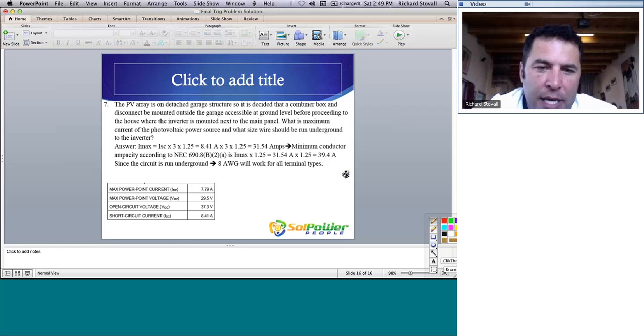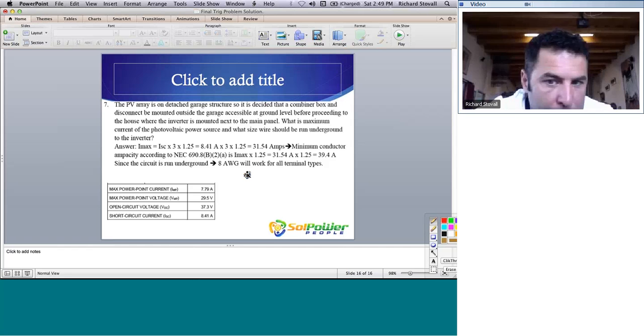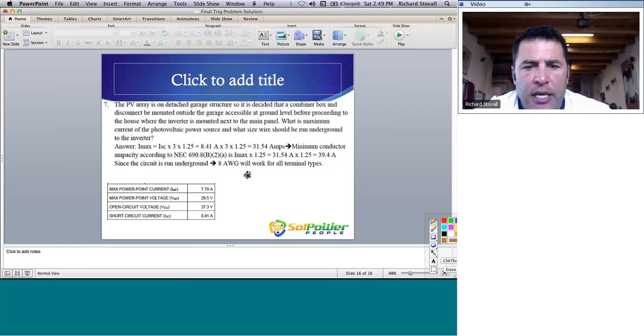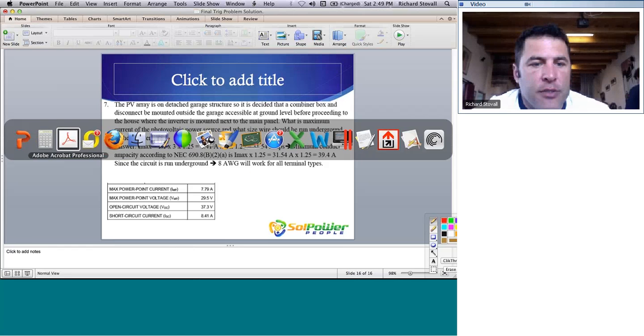I'm not entirely sure what he means by since it is run underground. I think maybe what he's implying is that there's no conditions of use that's going to be applied to this conductor run. But let's go ahead and go into the NEC and see where he got that 8 gauge and why it works for all terminal types.